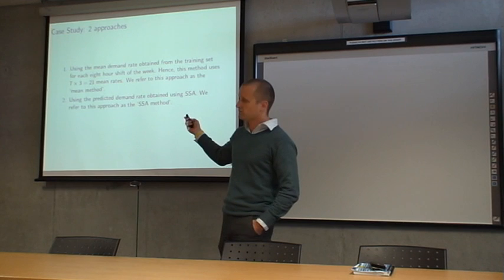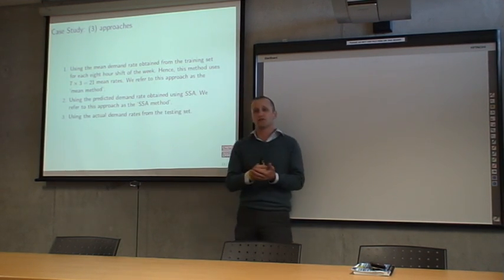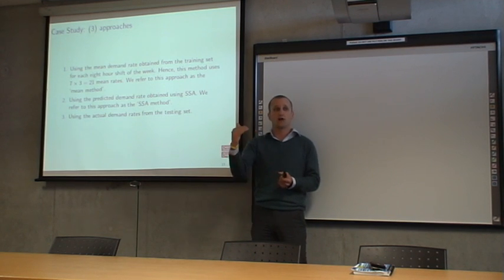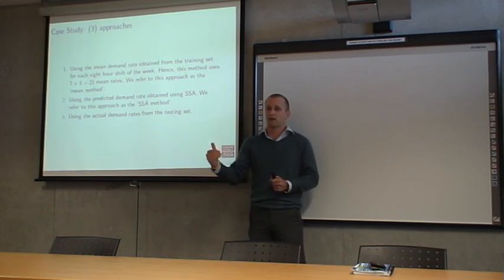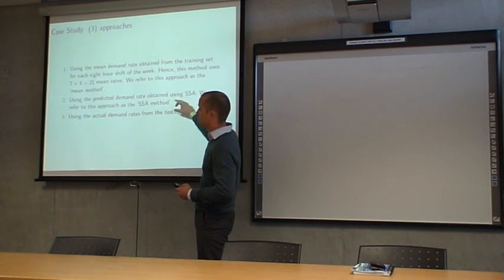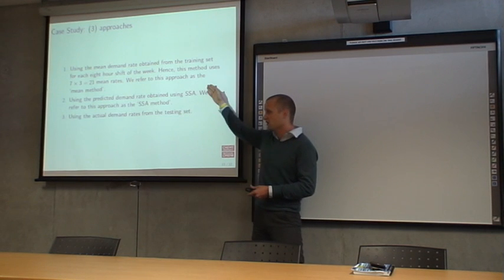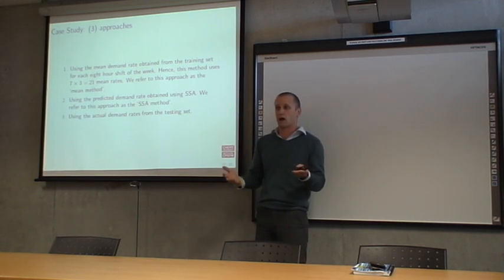And it's a slight fib. There's actually a third approach, which is simply to use the test data set and get how many members of staff we should have had based on the test data set. So in other words, we compare method 1 and 2 to 3. And 3 is basically our benchmark. So 3 is correct, 1 and 2 are going to be wrong. It's a question of how wrong.